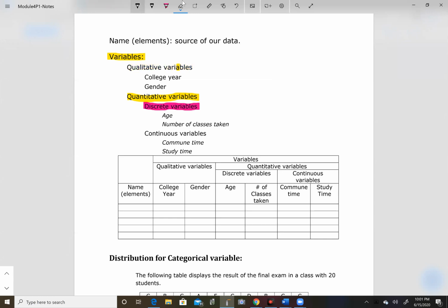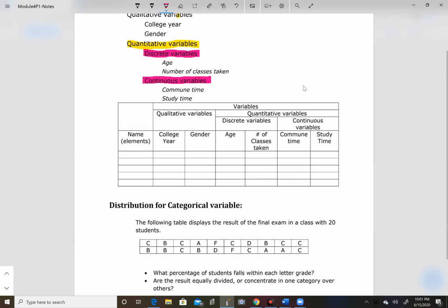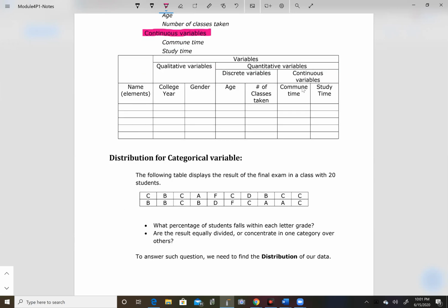But under continuous variables, we have some examples such as commute time, how long it takes you to drive somewhere, right? It could be 40 minutes, it could be 40 and a half minutes, it could be 25.65 minutes, right? It's not going to necessarily fit in just one number. It could be anything in between. Study time, same.